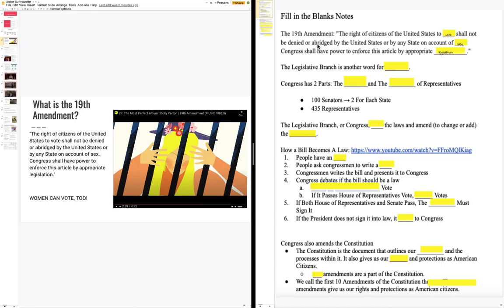So what does that mean? That means that the U.S. and any state in the U.S. cannot deny you the right to vote depending on what sex you are. So if you're a male, a female, they can't deny you the right to vote. Congress protects this article, or protects our right, by legislation, by lawmaking. So Congress makes the laws. They protect our rights with these laws. So it made it so that women could vote too.